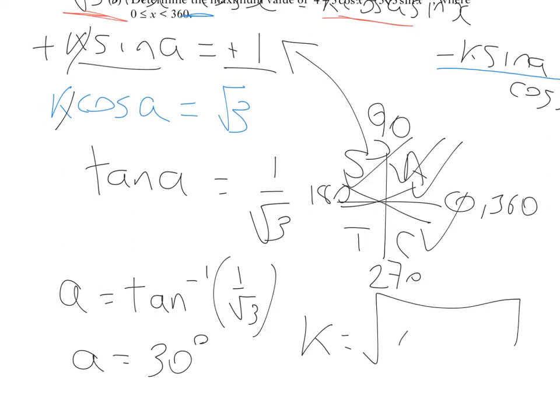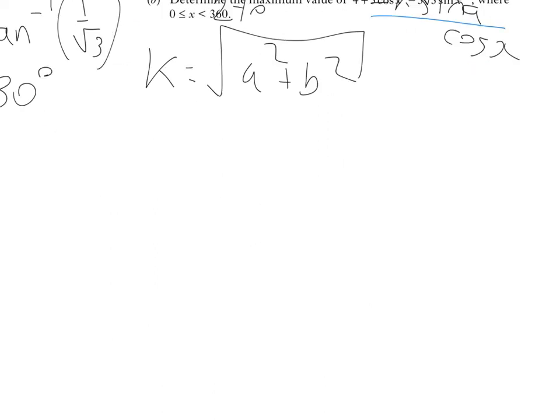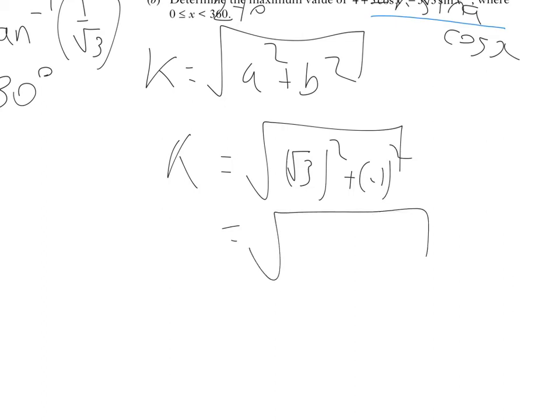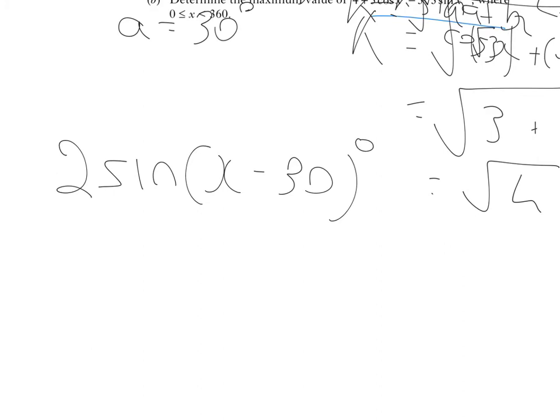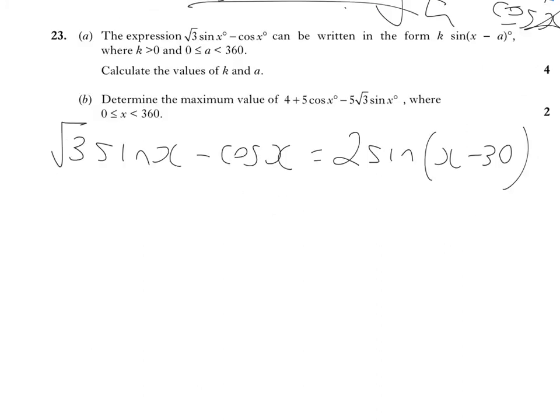And then we're going to find k. So k is the square root of a squared plus b squared. So that's the square root of root 3 squared plus minus 1 squared. That's the square root of 3 plus 1, root 4, and that's equal to 2. So the wave function then is 2 sin(x minus 30 degrees). That's part A.